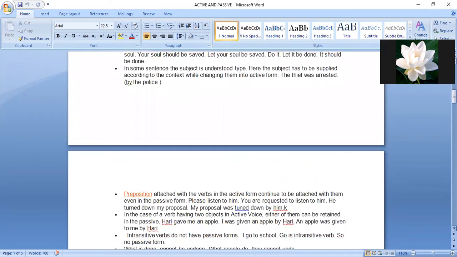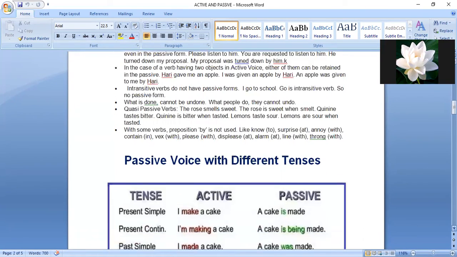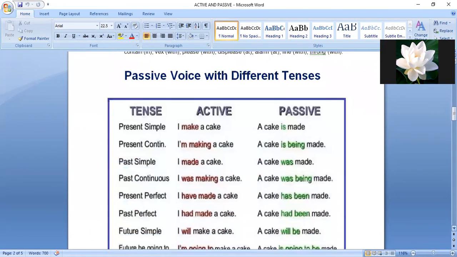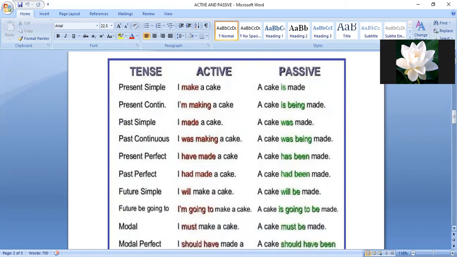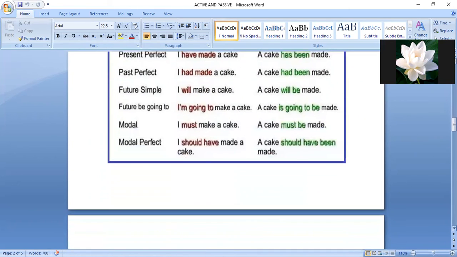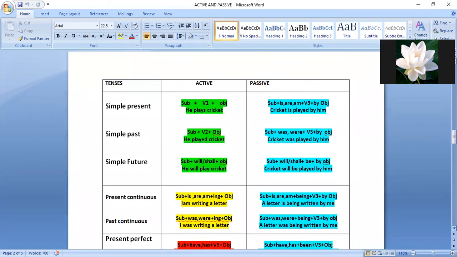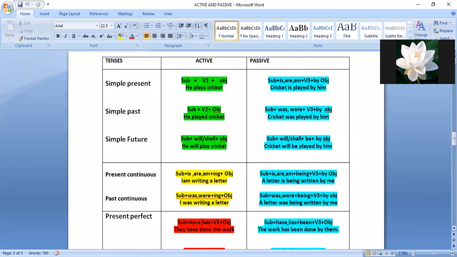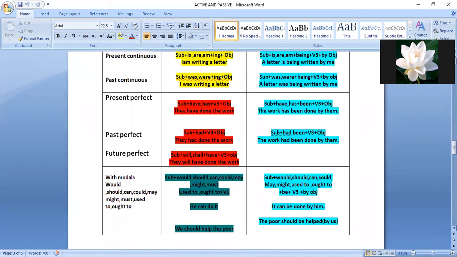Okay, the total ideas, whatever we have learned, are clearly given. All the tenses are given together. Passive voice with different tenses is given here. You can find it, read and understand it. The total structures we have learned up to now are revealed in the chart here. If you see this chart, you can clearly learn everything. The modal auxiliary is given, AV is given, and PV structure is also mentioned very clearly.